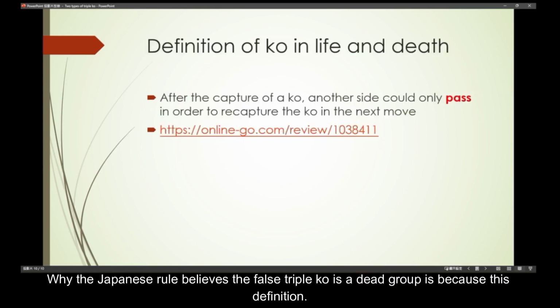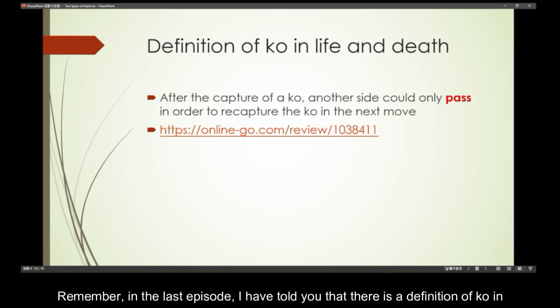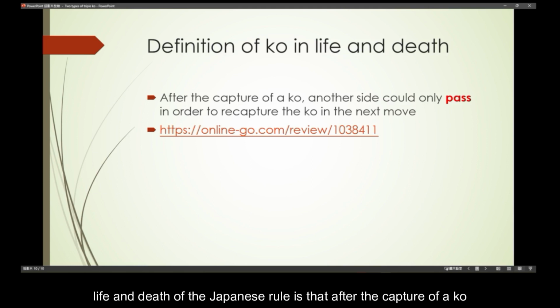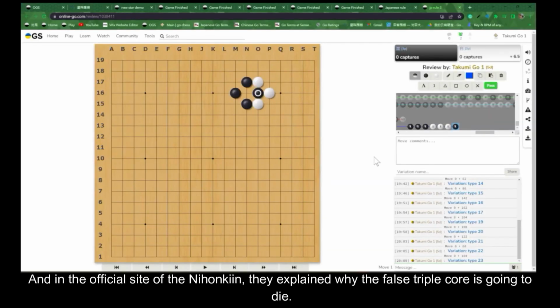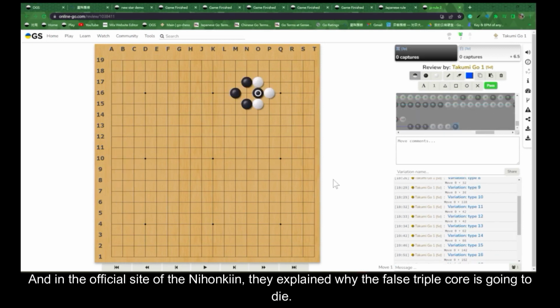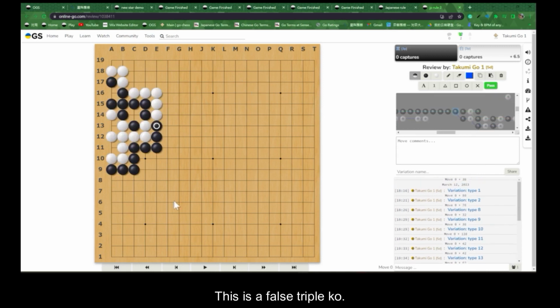The reason the Japanese rule believes the fourth triple ko is a dead group is this definition. Remember, in the last episode, I told you that there is a definition of ko in life and death in the Japanese rule: after the capture of a ko, the other side could only pass in order to recapture the ko. So they could not find any ko threat. They could only pass in order to recapture the ko. And on the official site of the Nihon Kiin, they explain why the fourth triple ko is going to die. This is our fourth triple ko.